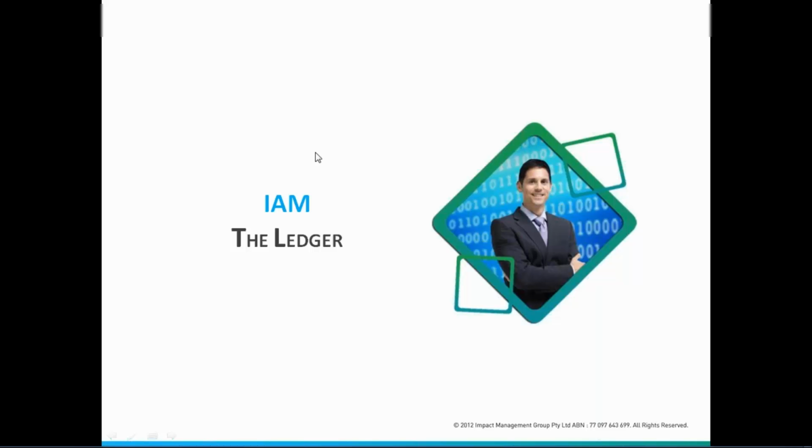From the accountant's point of view, IAM is the ledger that you can work on to prepare reports and tax returns for all your clients. Even if your clients use other accounting software or do not use software, you can prepare reports for them. You can also input trial balance from other software, finalize the accounts, and prepare tax returns.